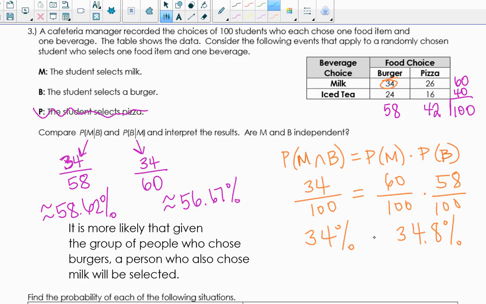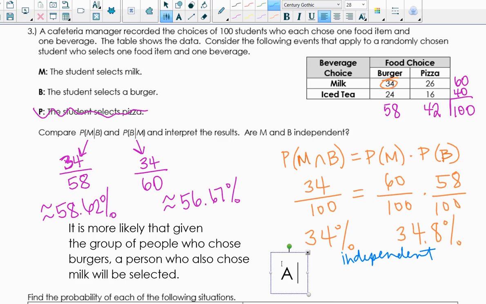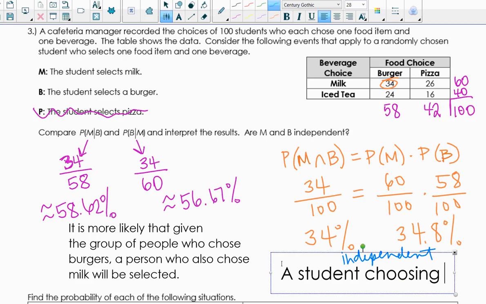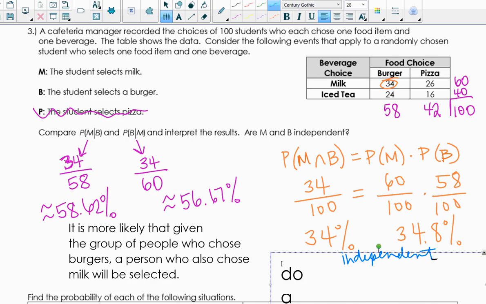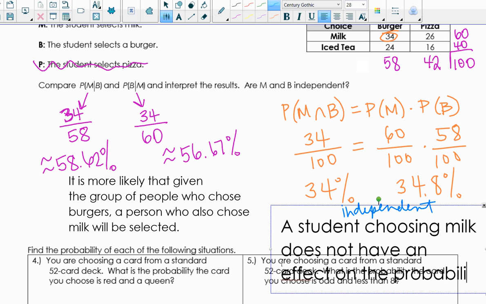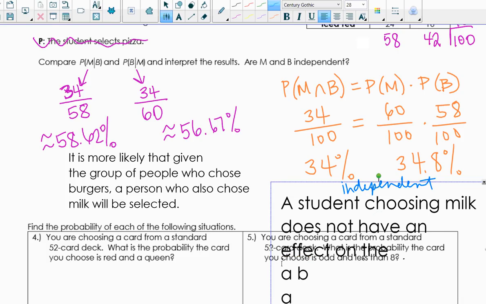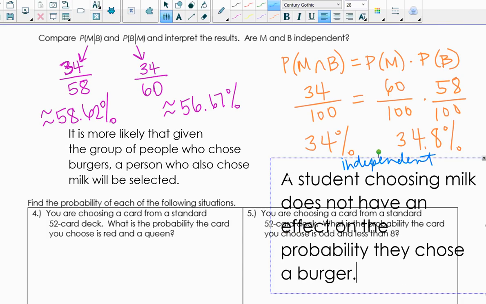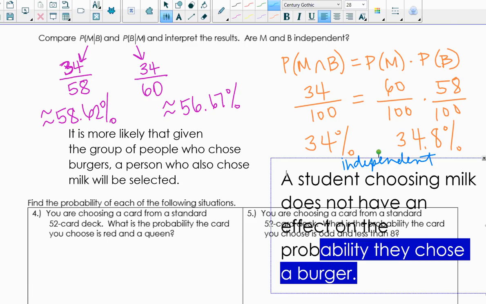Okay. So we are going to say that these are independent, which means a student choosing milk does not have an effect on the probability they chose a burger. Okay. I should say a randomly chosen student, but you guys get the idea.